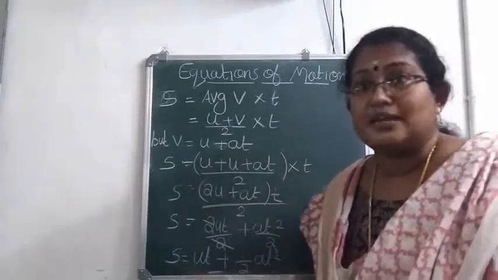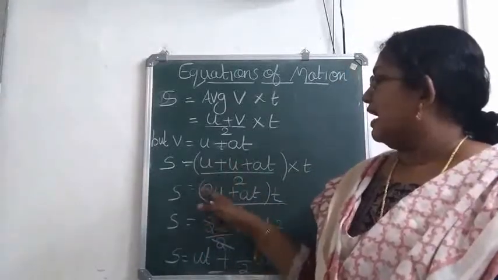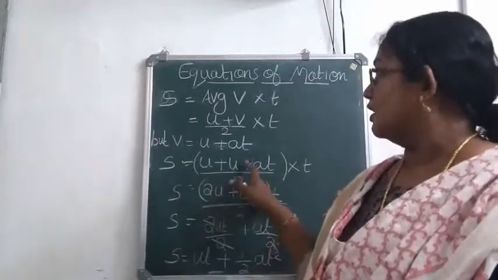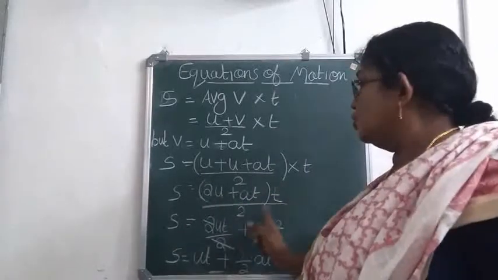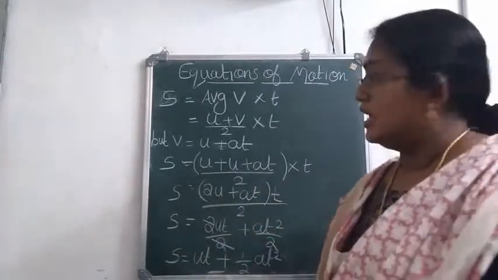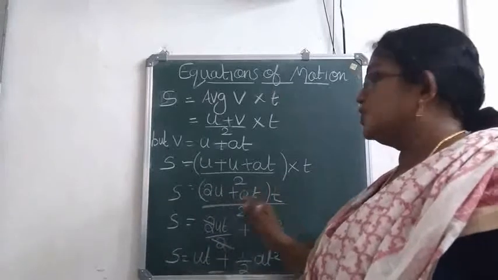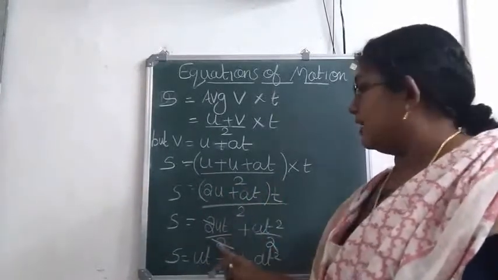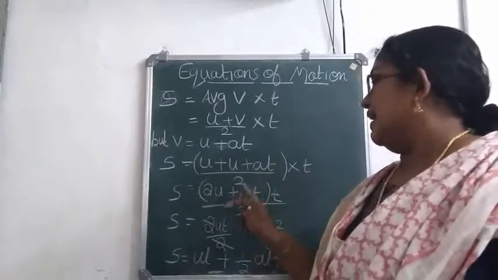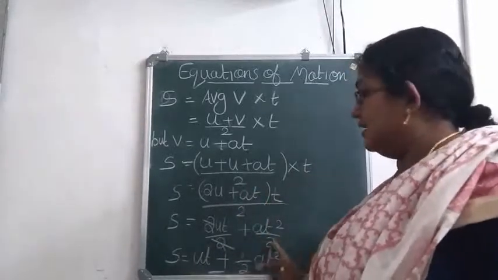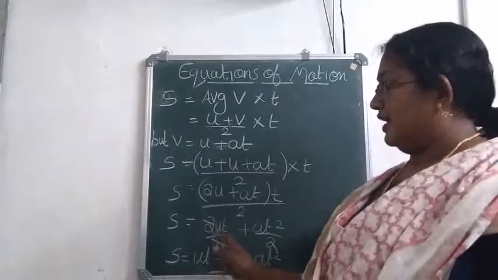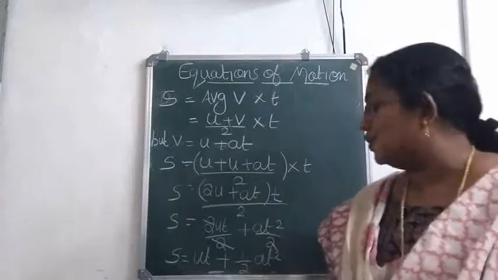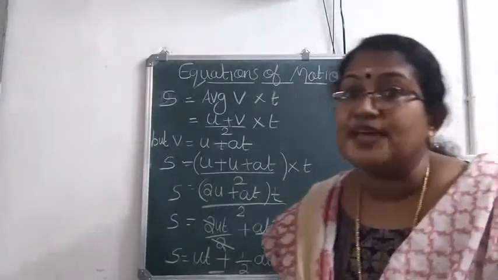That is also there. Now, what is the next thing? U plus U is 2U plus AT into T divided by 2. Now, 2U into T, I just separated it. 2UT by 2 plus ATT, that is AT square by 2. Then these two get cancelled and you will be getting S is equal to UT plus half AT square.